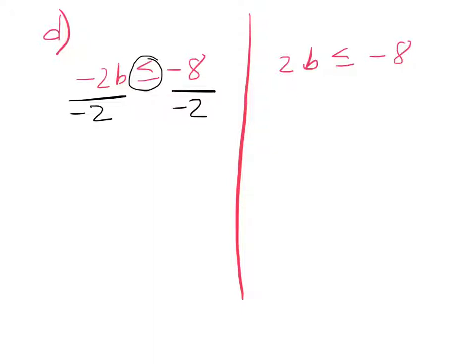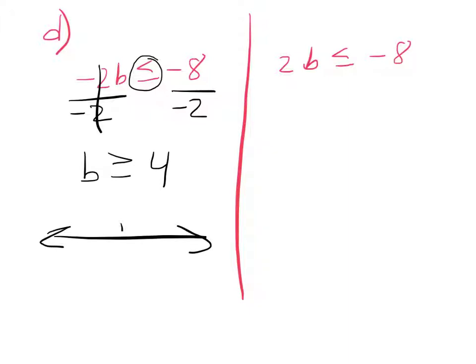This becomes b is greater than or equal to positive 4. When I graph it, it's at 4. I have a closed circle, and b is on the large side, the open mouth, and so I graph to the right, saying it's larger than 4.